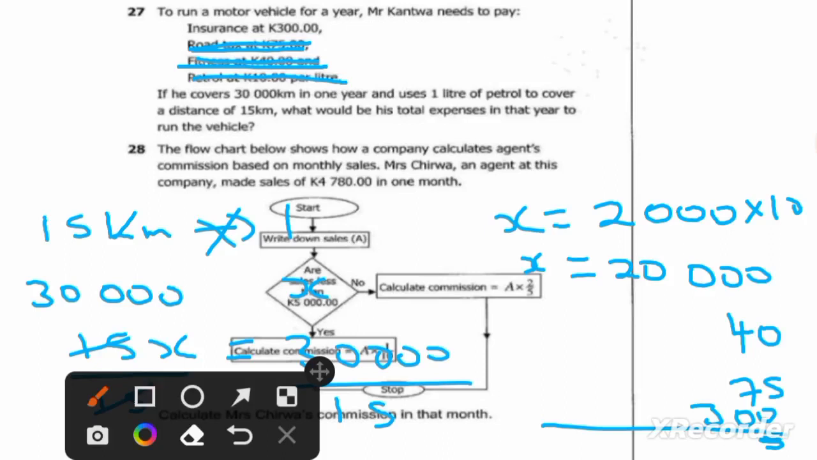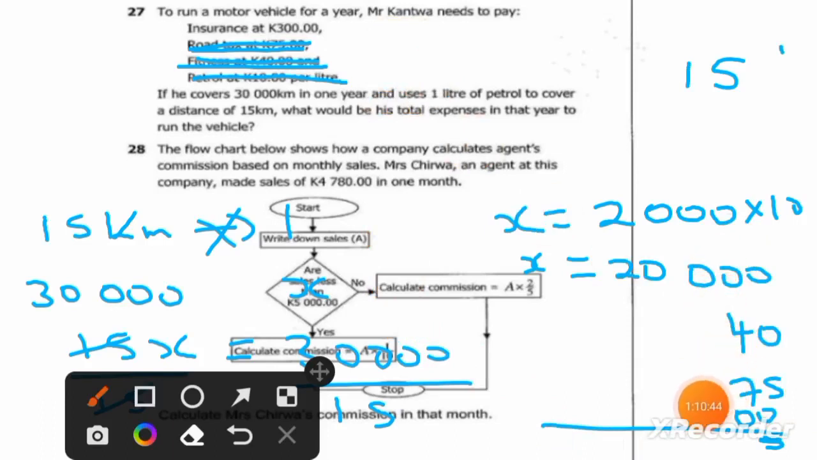I'll be writing the answers here. So we are going to say 0 plus 0 plus 5 is equal to 5. 0 plus 4 plus 7 plus 7 plus 0 is equal to 11. So we are going to write 1, carry 1.